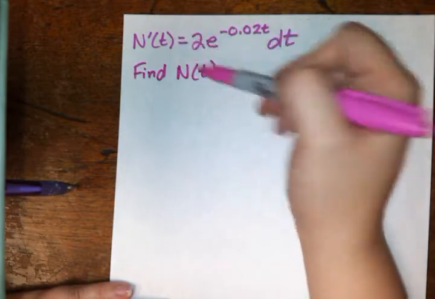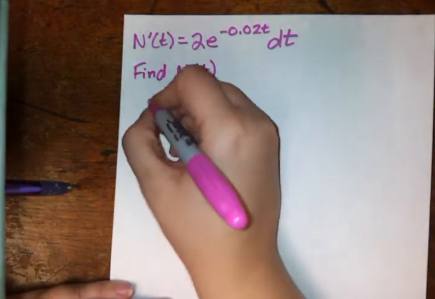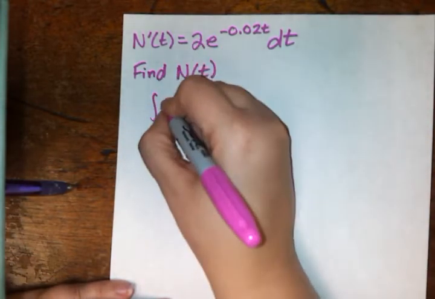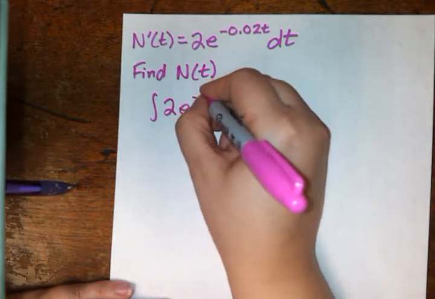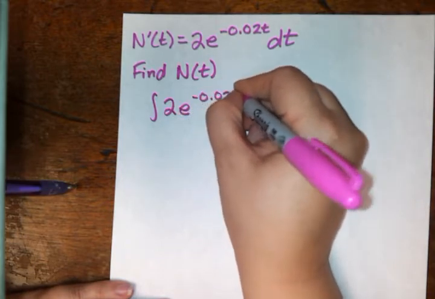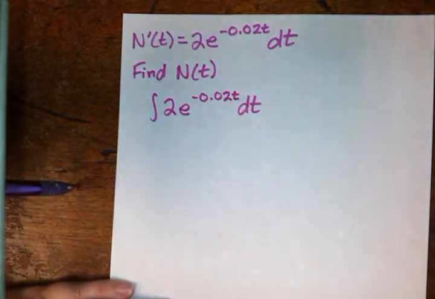Well, if they have a derivative and they want us to go back to the original function, what we need to do is take an integral. So let's take an integral of what they gave us. So the integral of 2e to the negative 0.02t dt. I don't know how to take that integral.